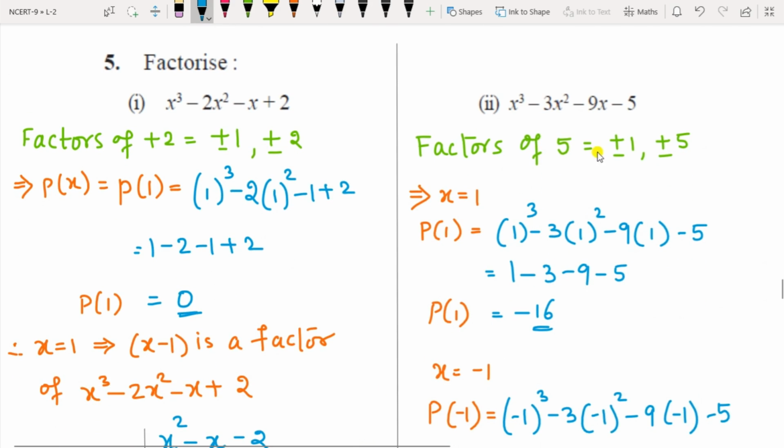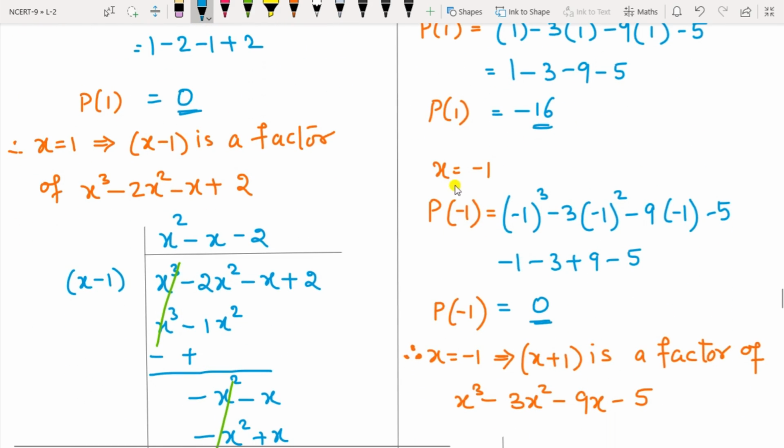x cube minus 3x square minus 9x minus 5. So the constant term is 5 here. So the factors of 5 are plus 1, minus 1 and plus minus 5. Okay, so I will show with x equal to 1 first. By substituting x equal to 1 in this equation, you are not getting 0 but you are getting minus 16. So x equal to 1, that is x minus 1, is not a factor of this p(x).